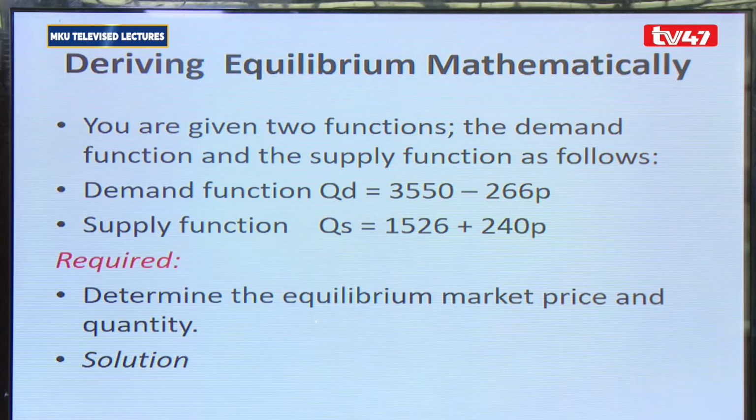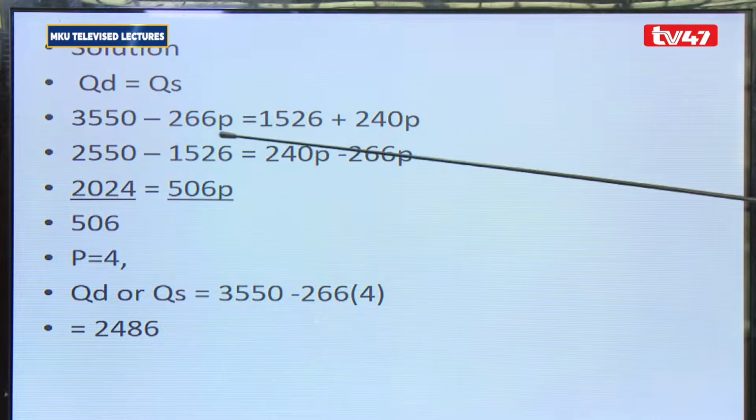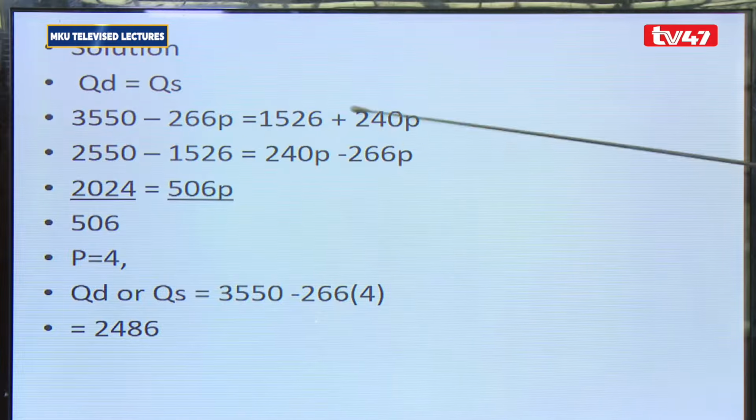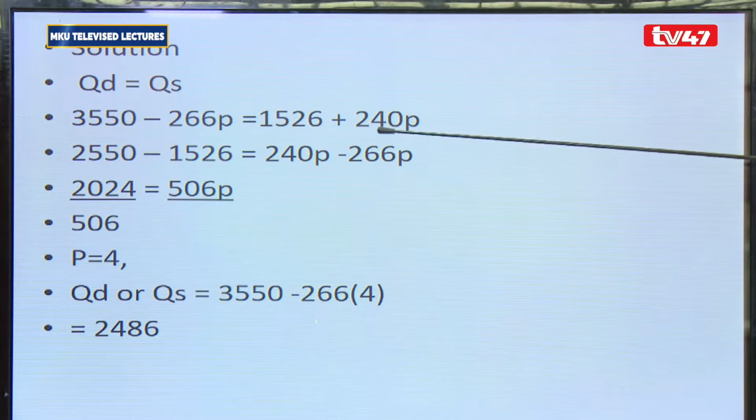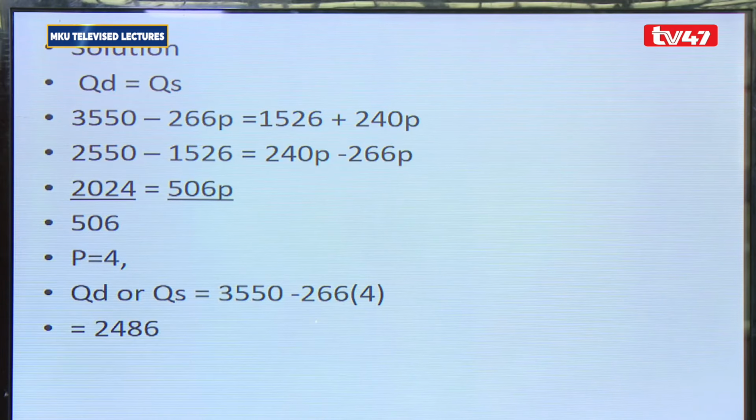So you are required to determine the equilibrium of the market. How do you do this? We have said that at equilibrium, quantity demanded is equal to quantity supplied. So we are going to equate these two functions. Let's follow this here. Quantity demanded equals quantity supplied. If we equate the demand function and the supply function, we come up with what we have demonstrated here: 550 minus 266P equals 1526 plus 240P.